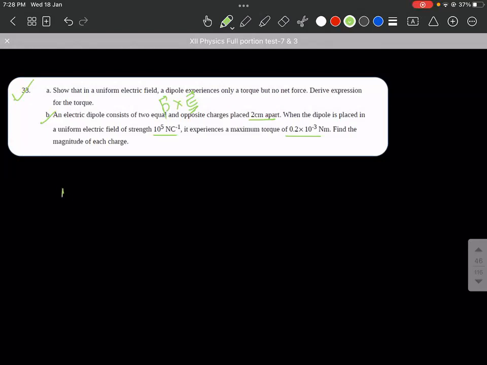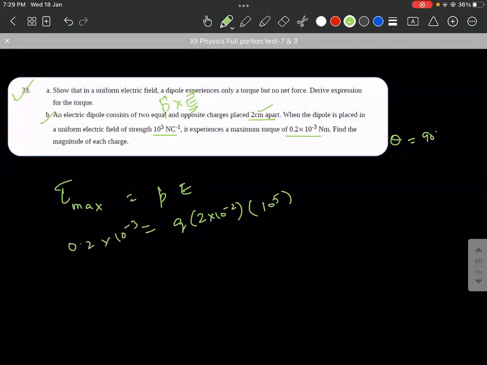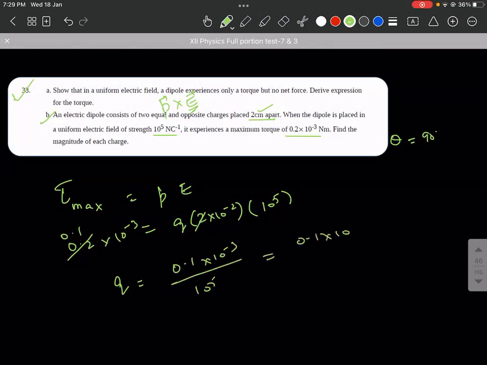Since they told torque is maximum, when is torque maximum possible? Theta is equal to 90. So it should be P into E. P is Q into the charges are separated by 2 centimeters, so 2 into 10 power minus 2, into the value of E, which is 10 power 5, and torque max is 0.2 into 10 power minus 3. So this is going to be 0.1. So Q will be equal to 0.1 into 10 power minus 3 divided by 10 power 5, so 0.1 into 10 power minus 8.